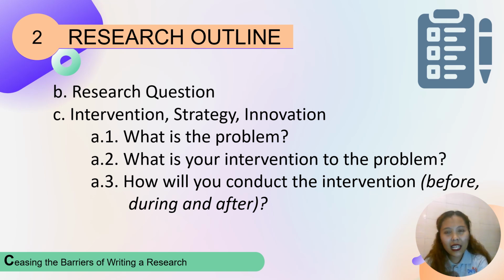So again, in chapter 1, we have the context and rationale, wherein you have to answer 4 questions. Next is the research question, wherein you only have 1 question to answer. And then the last one is the intervention, strategy, and innovation, wherein you're going to elaborately discuss the problem, and then also the intervention that you're going to use to address the problem, and how you are going to implement it before, during, and after.